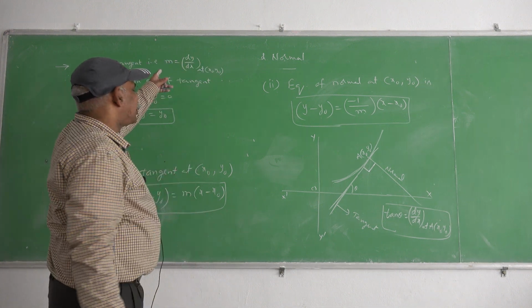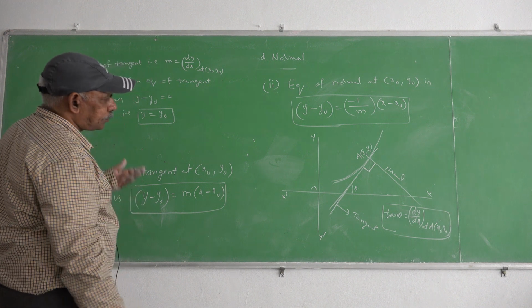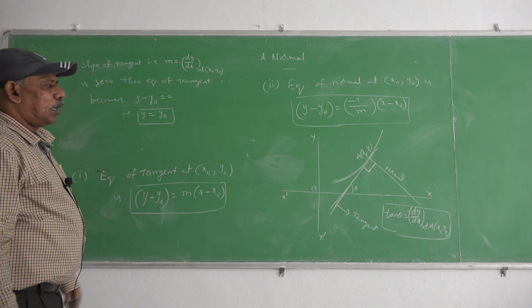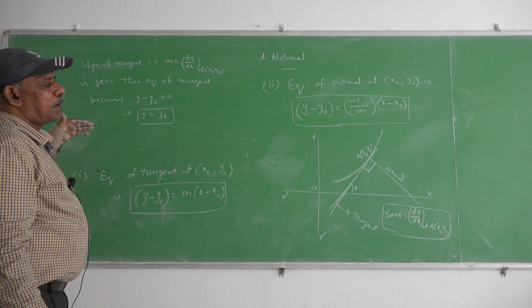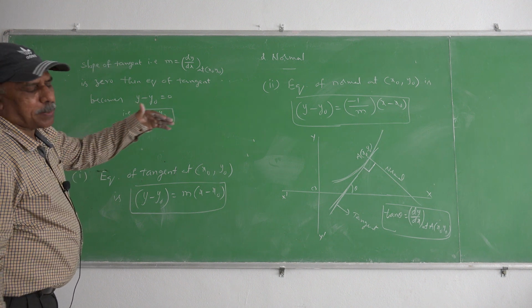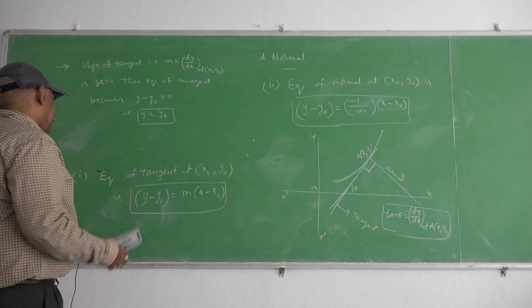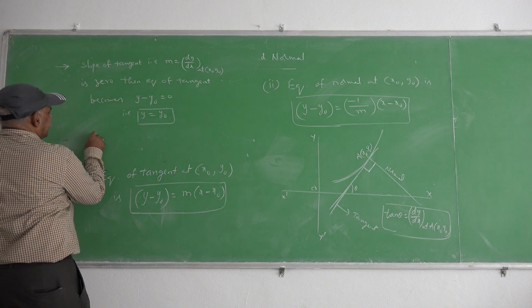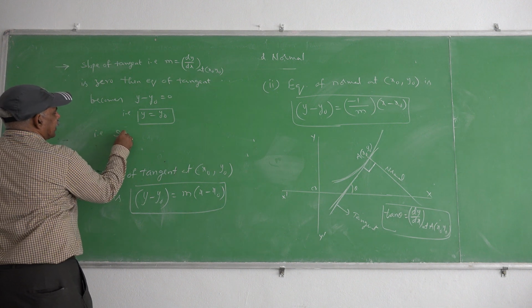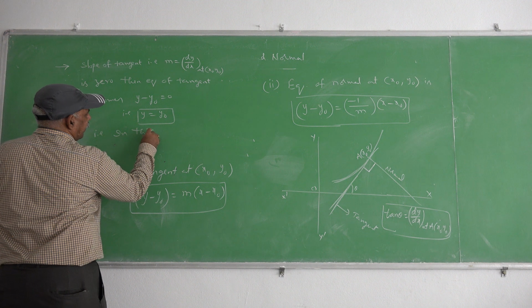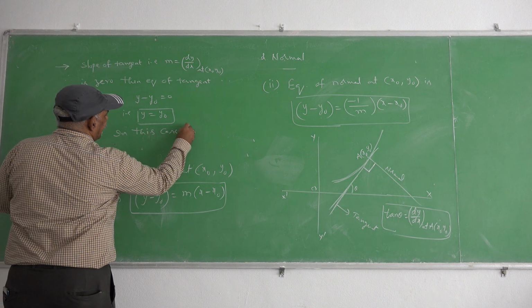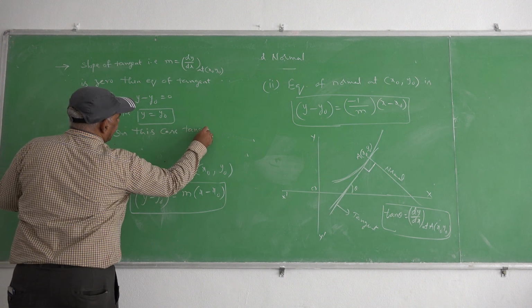Once m is 0, slope is 0. So the tangent is parallel to x-axis in such case. That is, in this case, tangent is parallel to x-axis.